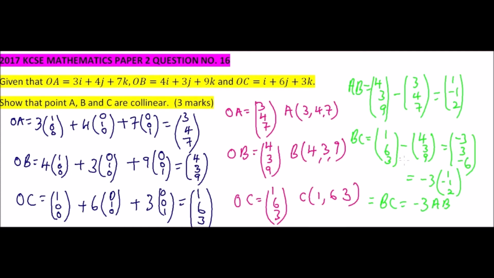Now from there, once you are able to express one vector in terms of the other, as a multiple of the other, then we say the 3 points are collinear. Note here that we have all 3 points, A, B, and C. Once you are able to express them like that, then you conclude that A, B, and C are collinear. And that is how you work out that question.